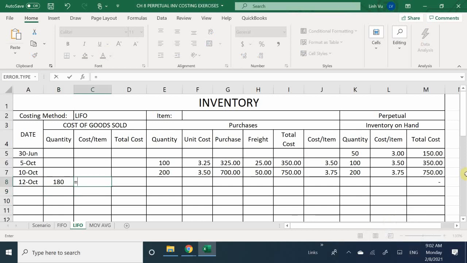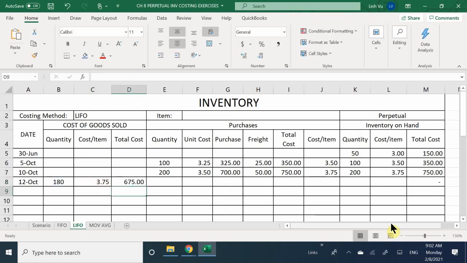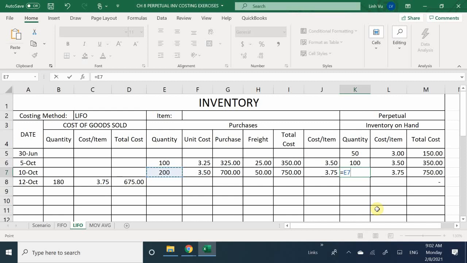So 180, right? How much is it going to cost me to sell per each item? 375. So what is going to be my total cost of goods sold? 675. And again, you could go ahead and take your 200 and subtract out this 180 to give you a total of 20. Okay, and 20 times 3.75 is going to be $75. Right? Good.